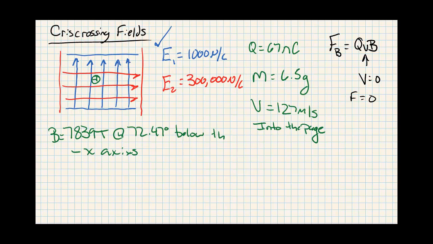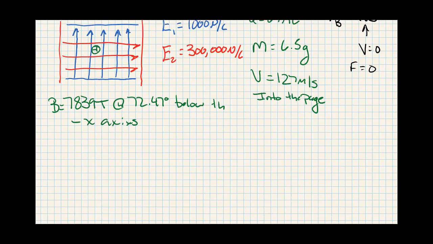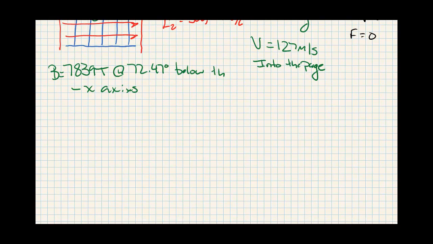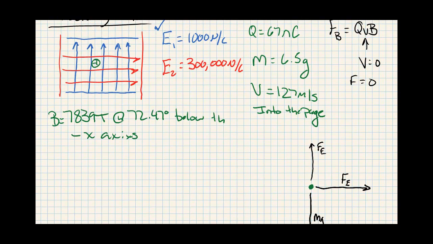Okay, as always, to begin a problem such as this, you need to make a free body diagram. Here is my particle. It is just hovering in space. There are three forces acting on the particle. We have gravity in the down direction. We have an electric force to the right, and an electric force up.